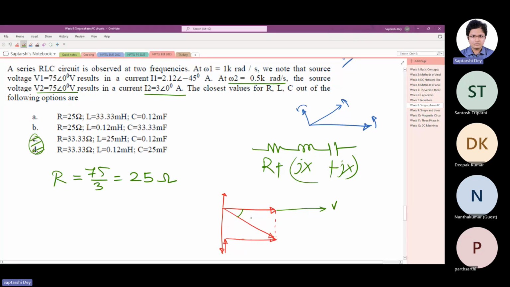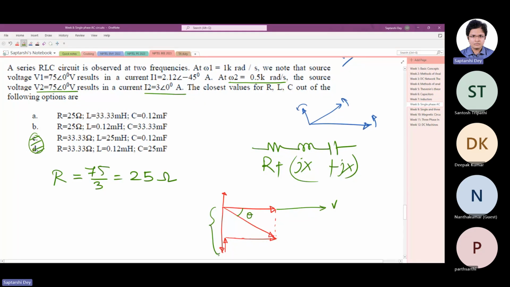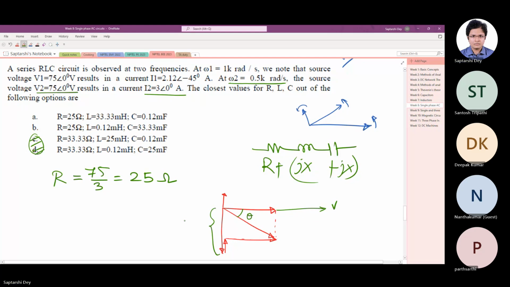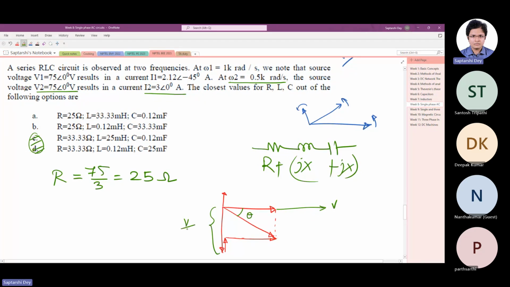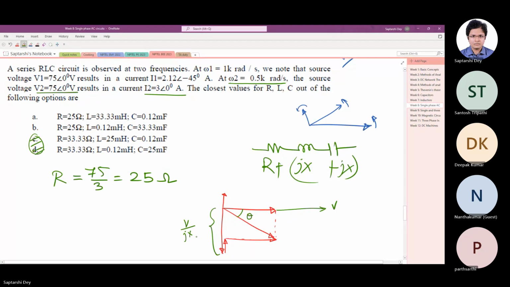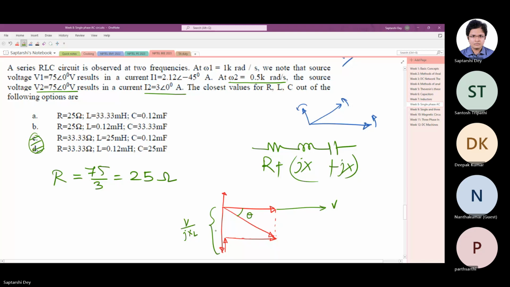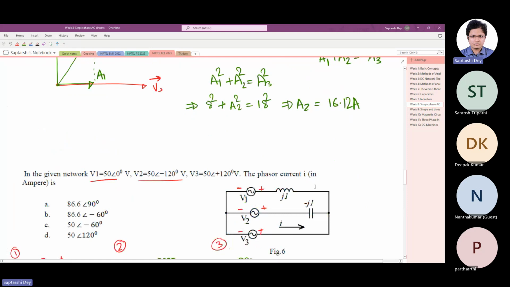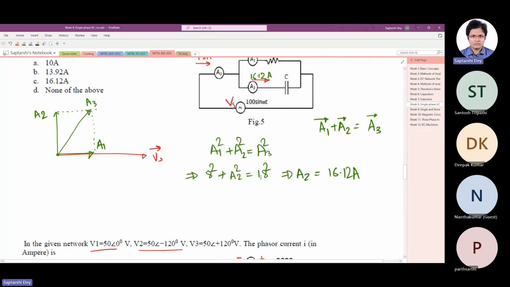So if this is theta, then the whole thing, this current is V by jXL. No, I am making a mistake here. See, I told you, the previous question was a parallel circuit, so we had to take voltage as the reference.